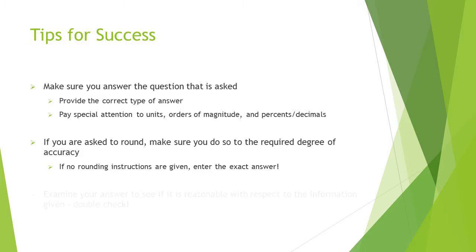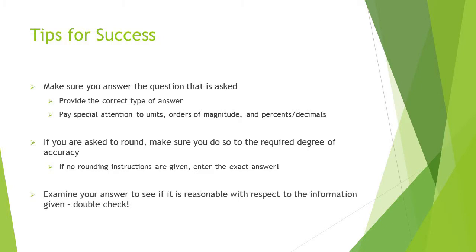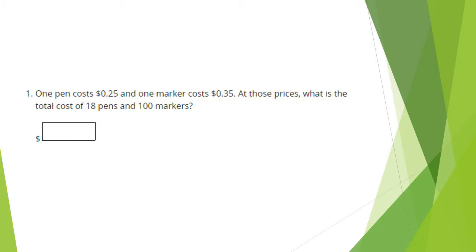And 3. Examine your answer to see if it is reasonable with respect to the information given. You may want to use estimation or another solution path to double-check your answer. Let's try a sample question. Follow along as I read the question. Question number 1. One pen costs 25 cents and one marker costs 35 cents. At those prices, what is the total cost of 18 pens and 100 markers? Note that the answer is to be entered in dollars.